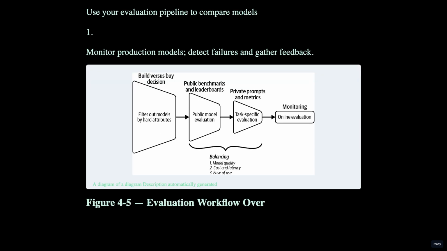Here we introduce Figure 4.5, which summarizes the evaluation workflow used to assess models for your application. I'll guide you through the main stages and explain how they connect so you can apply this process effectively.